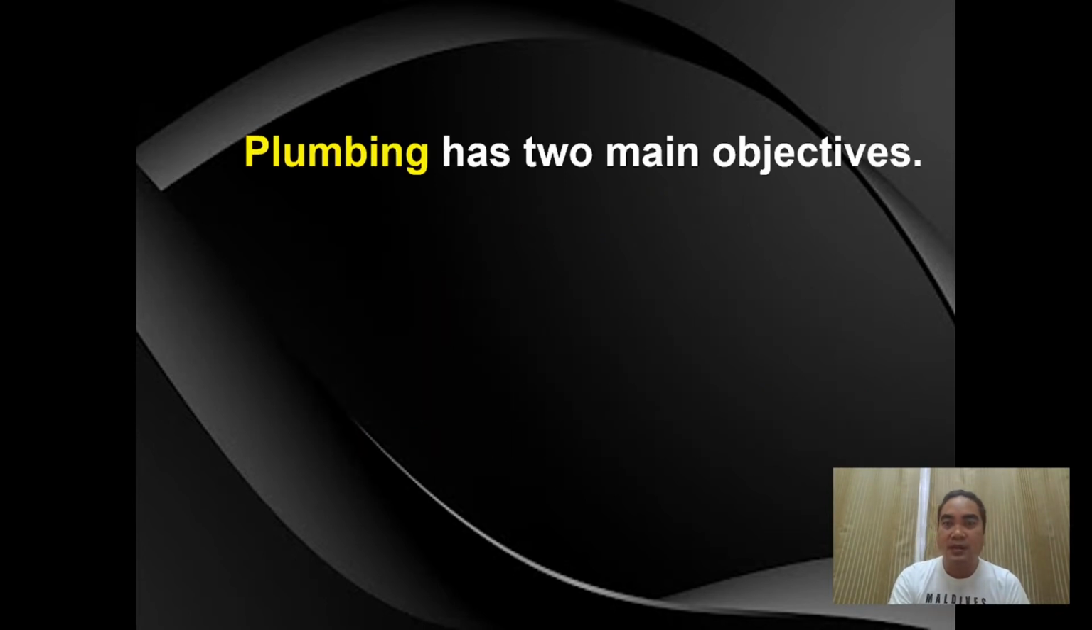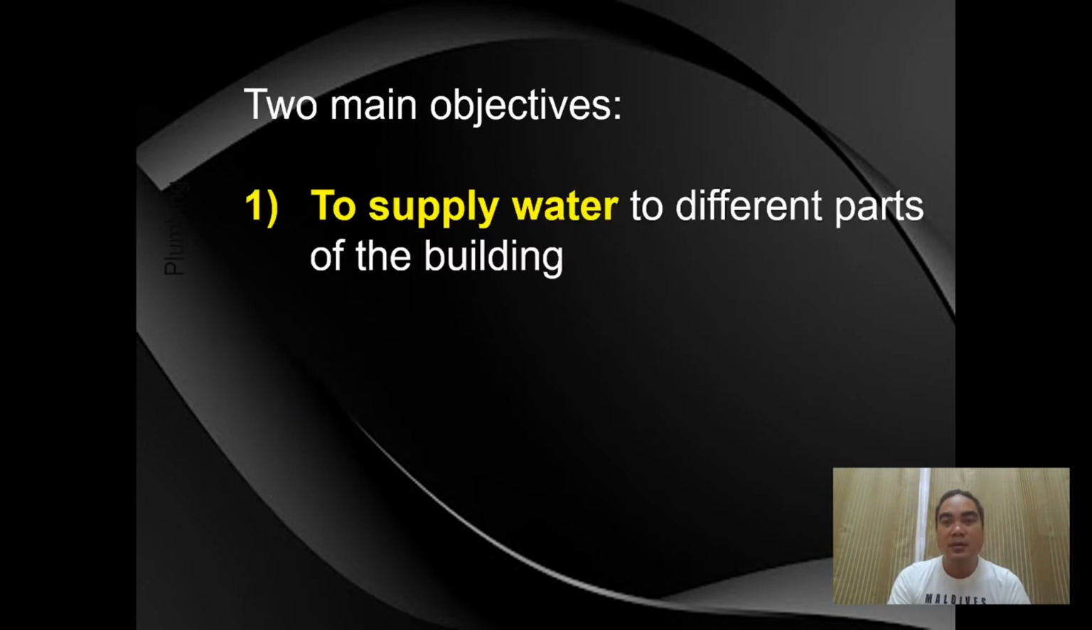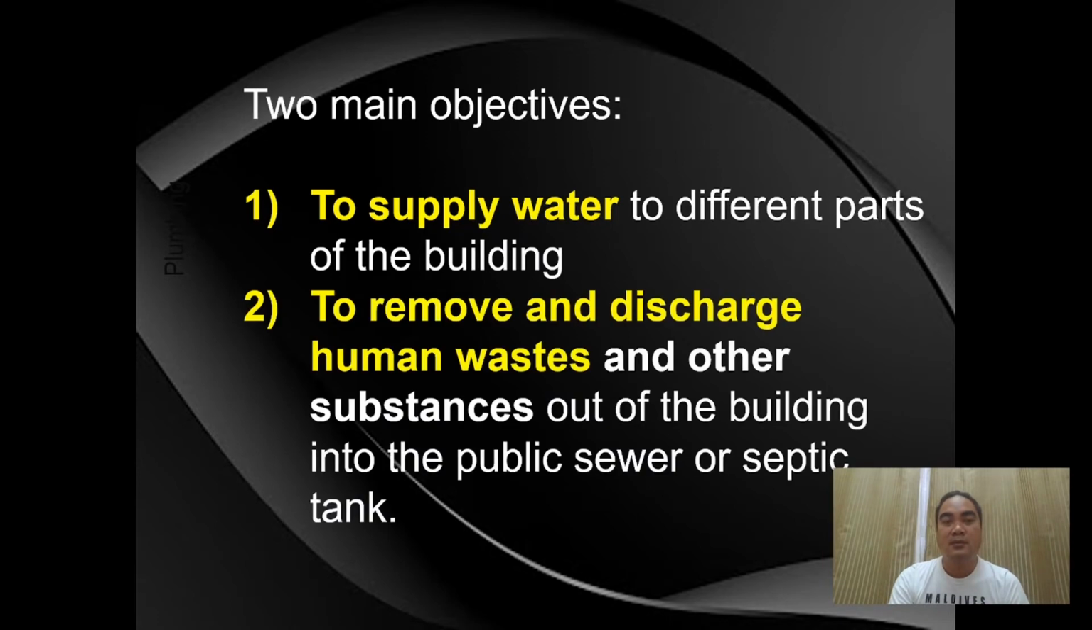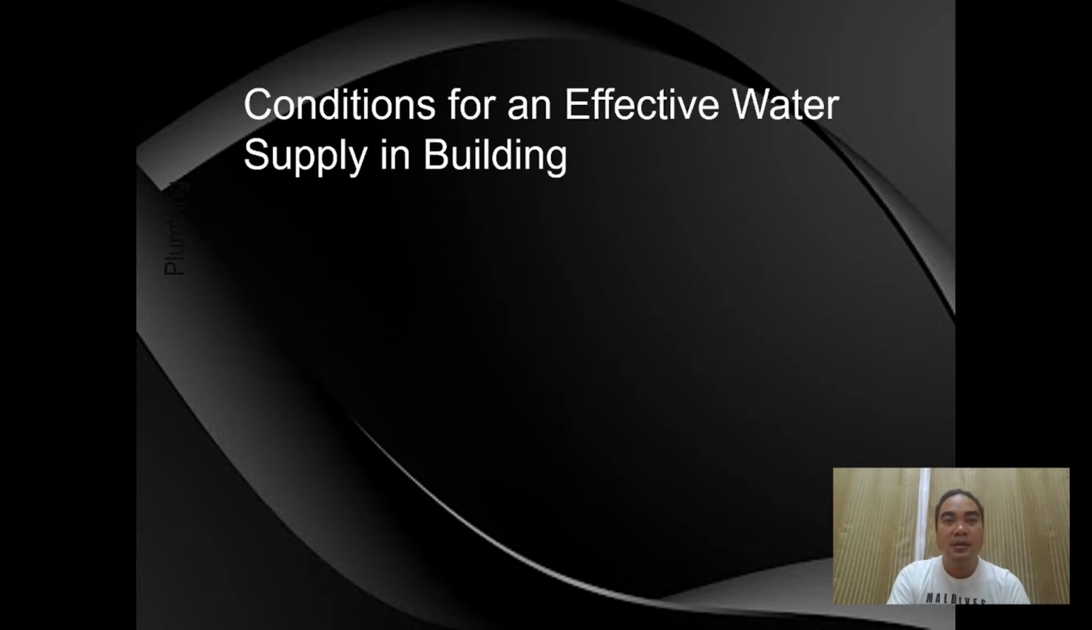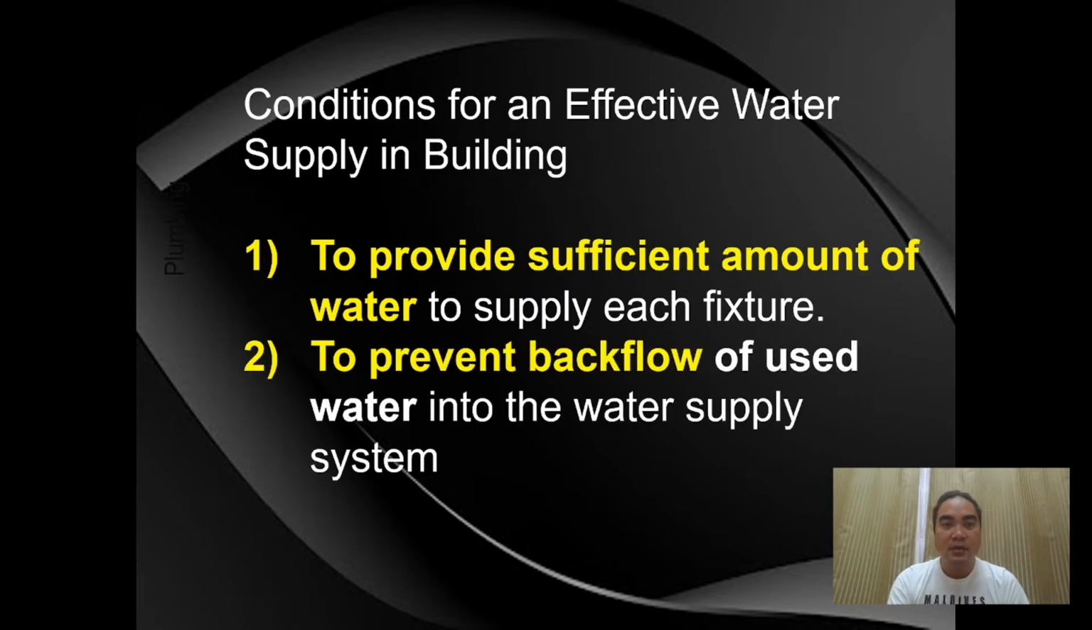Plumbing has two main objectives, okay? Two main objectives. First, to supply water to different parts of the building. And number two, to remove and discharge human waste and other substances out of the building into the public sewer or septic tank. Condition for an effective water supply in building. One, to provide sufficient amount of water to supply each fixtures. Two, to prevent backflow of used water into the water supply system.